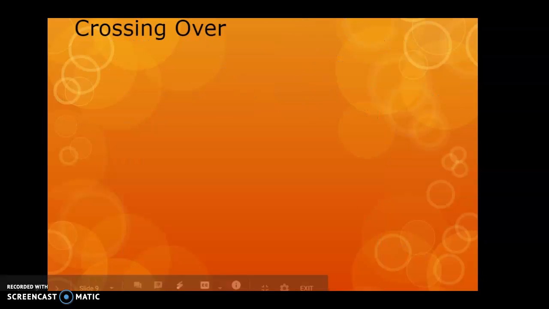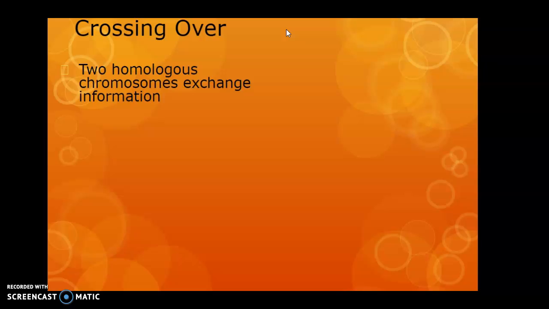And finally, crossing over. So crossing over is a normal occurrence. It also contributes to genetic variation, which I said before is a very positive thing for a population. So crossing over might sound kind of strange. It's when homologous chromosomes actually trade information. And as long as it is a fair trade, an equal trade, then it is fine.